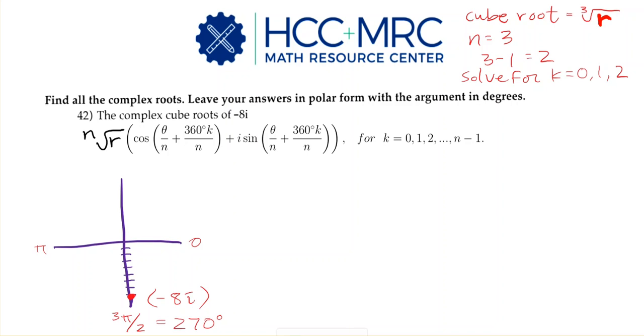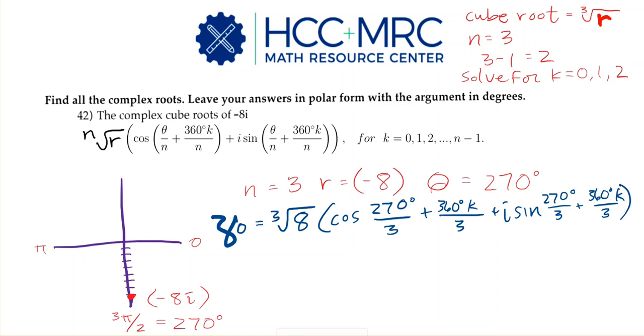From there, it's best to go ahead and draw your imaginary number. So I went ahead and drew negative 8i, which is going to be down 8 on the imaginary or y-axis. We know that the negative portion of the y or imaginary axis is equivalent to 3 pi over 2 or 270 degrees. So from there we were able to evaluate n equals 3, r equals 8, and theta equals 270.